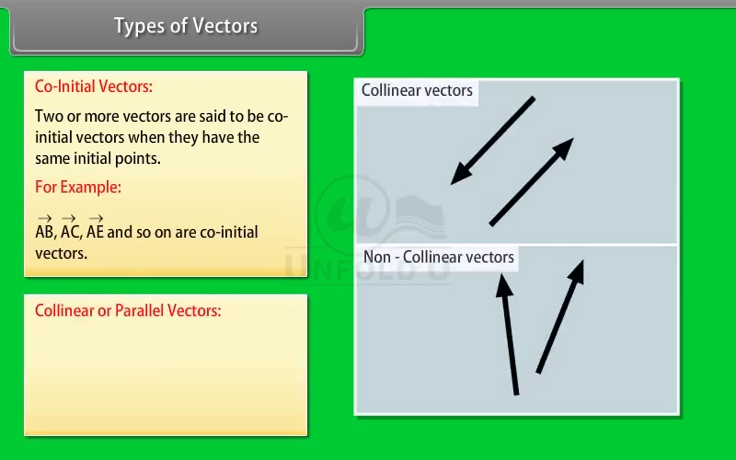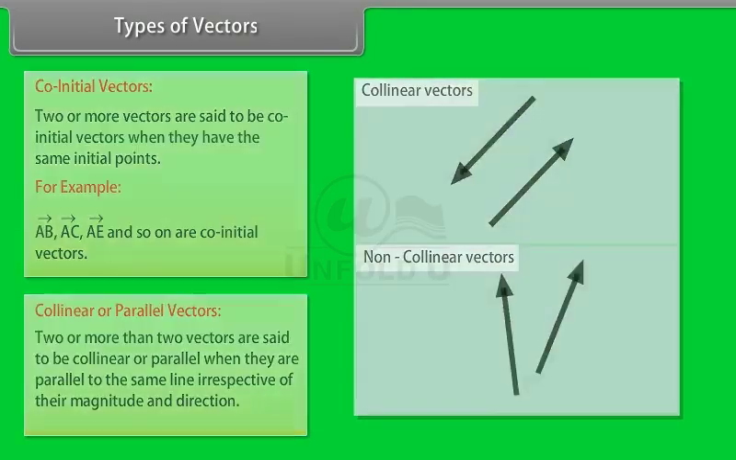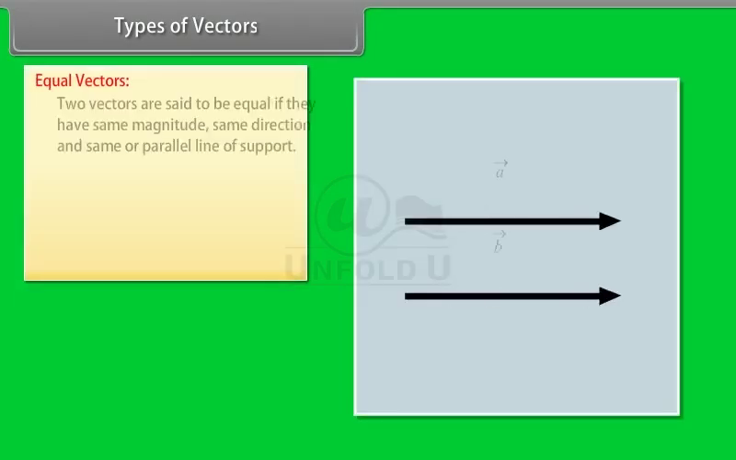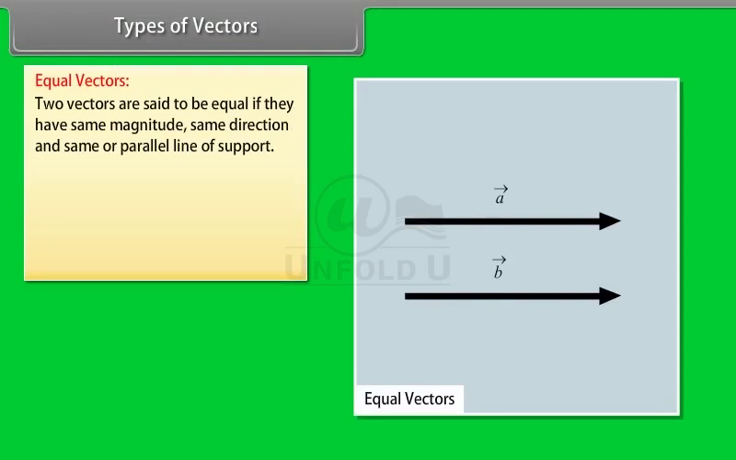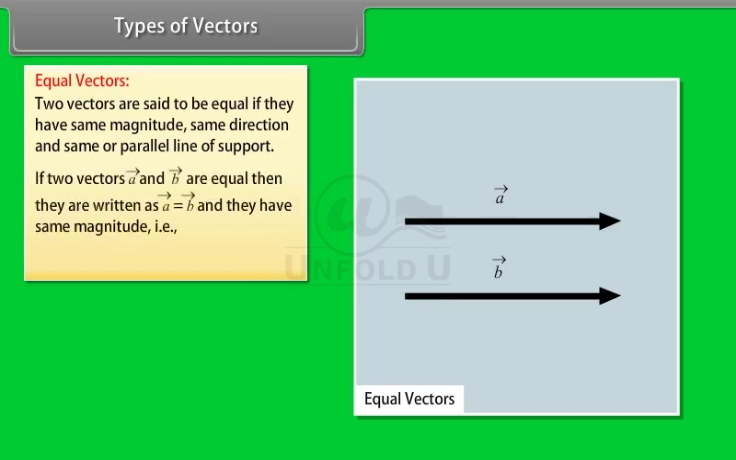Collinear or parallel vectors. Two or more vectors are said to be collinear or parallel when they are parallel to the same line, irrespective of their magnitude and direction. Equal vectors. Two vectors are said to be equal if they have the same magnitude, same direction, and same or parallel line of support. If two vectors A and B are equal, then they are written as vector A equals vector B, and they have the same magnitude, that is, mod of vector A equals mod of vector B.